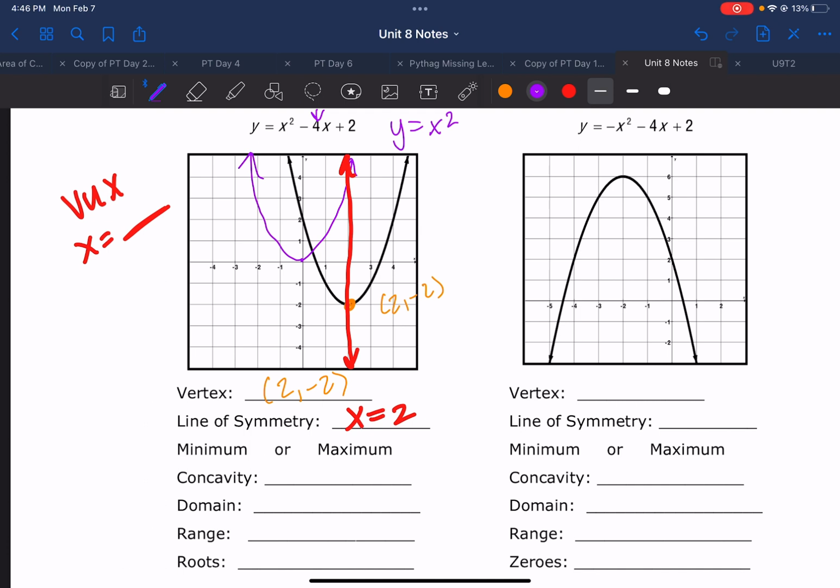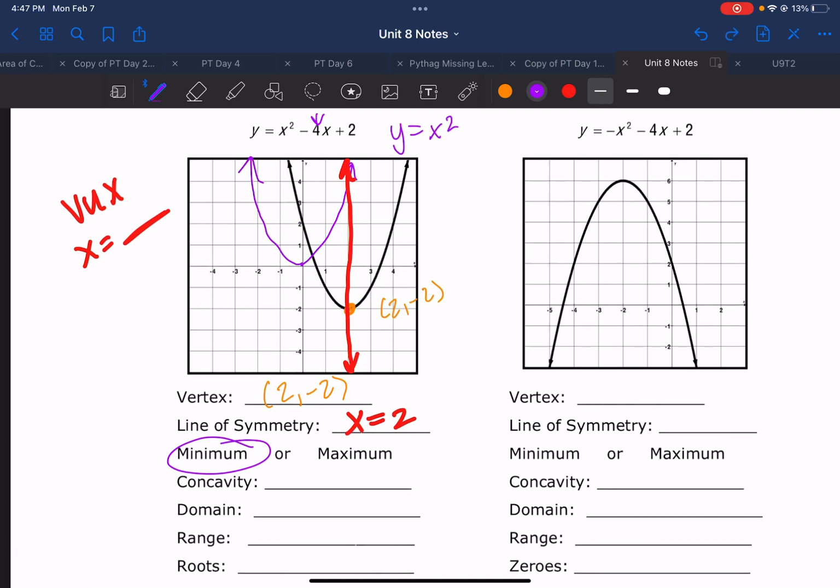All right, cool. Now what do we do? Does this have a maximum or a minimum? So let's think about this. I'm going to follow my graph and see, does this have the highest point or a lowest point? Keep going, it reaches its lowest point and then it goes back up. Since this stops here and it goes back up, this has a minimum. And we've got to figure out, is it concave up or concave down? In this case, since it opens up, it is concave up.